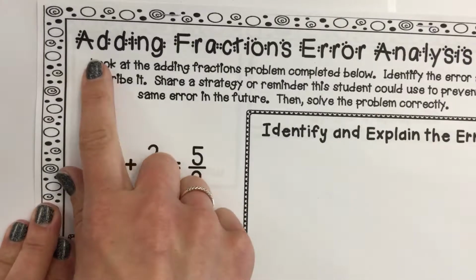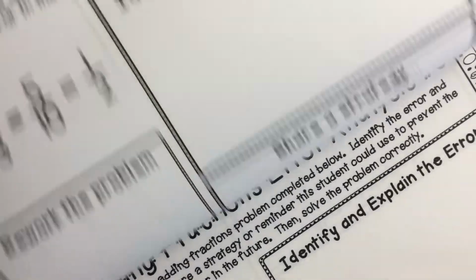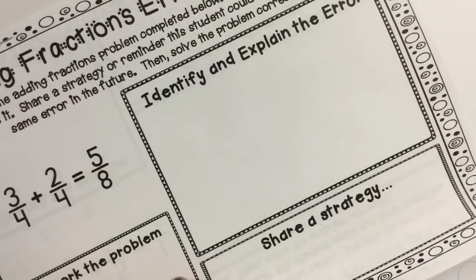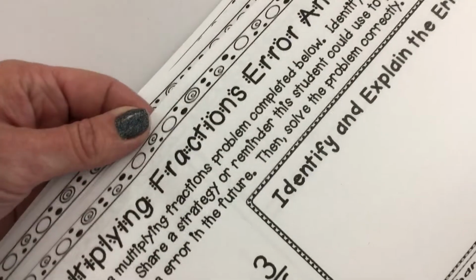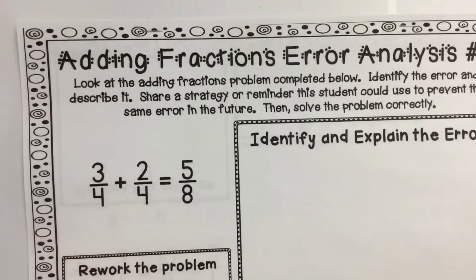So we are adding fractions, error analysis number 1. Now this will go for adding, and then as we get through this, it goes to subtracting, and then we do multiplying, and then we end with dividing. So you're going to do all 4 operations.